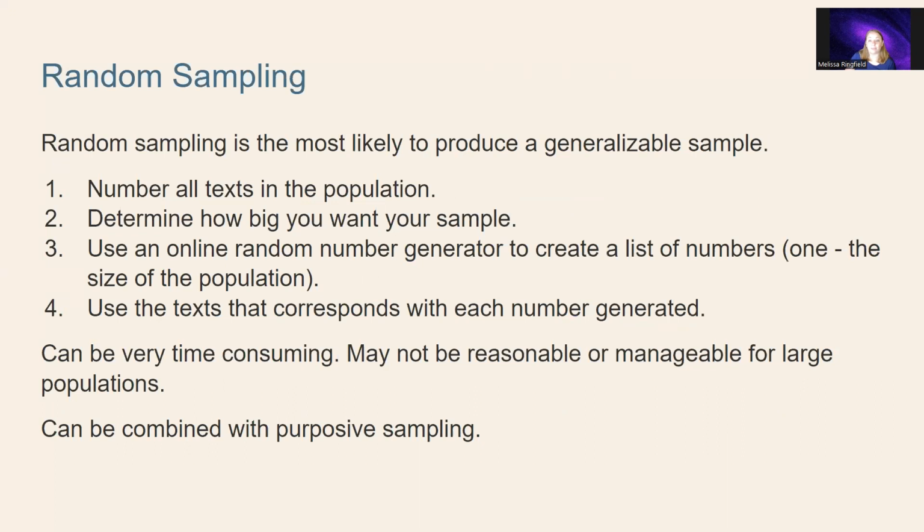Then, determine how big you want your sample, and use an online number generator to create a list of numbers, 1 through the size of the population, equal to the size of your sample. For example, for 100 posts, you'll need 100 random numbers. Then use the text that correspond with each number generated. This process can be really time-consuming, and it may not be reasonable or manageable for large populations, but it can work great for smaller ones. To make randomization more efficient, you can combine it with purposive sampling.